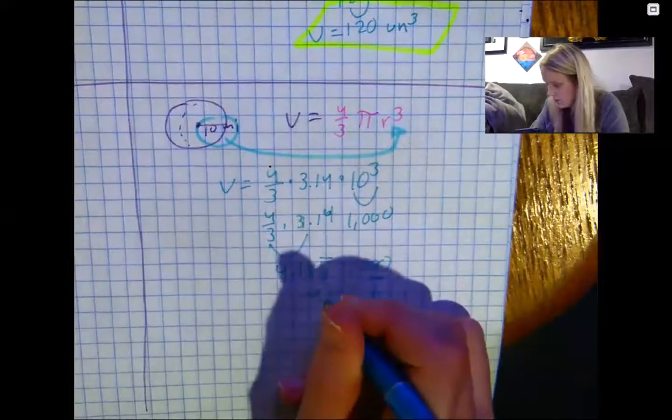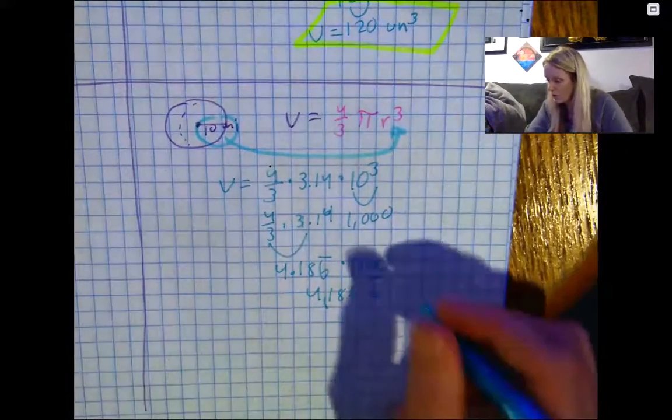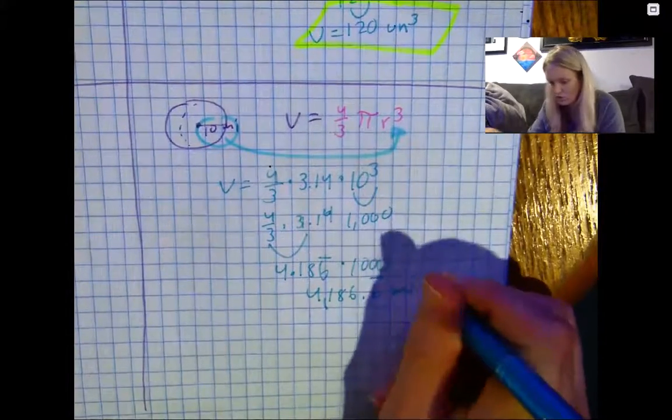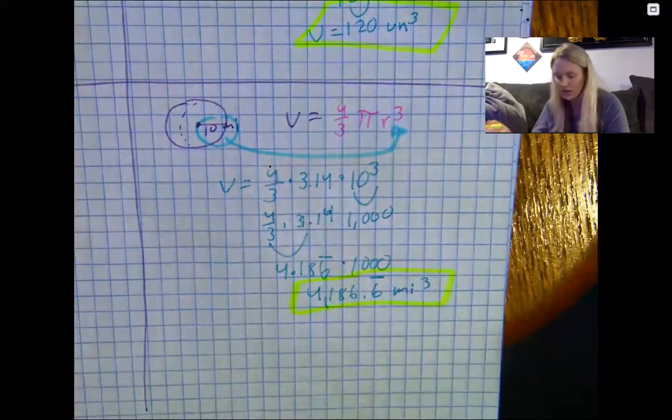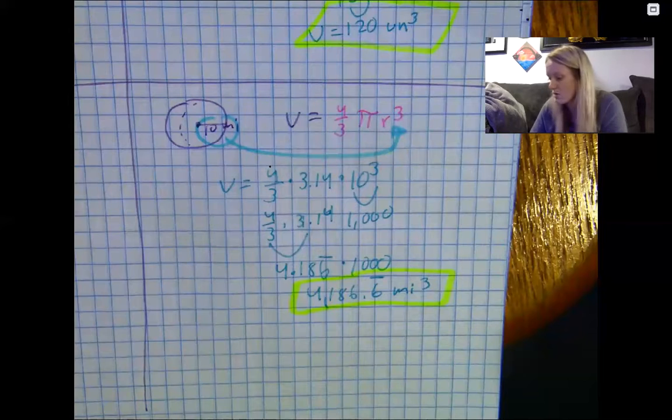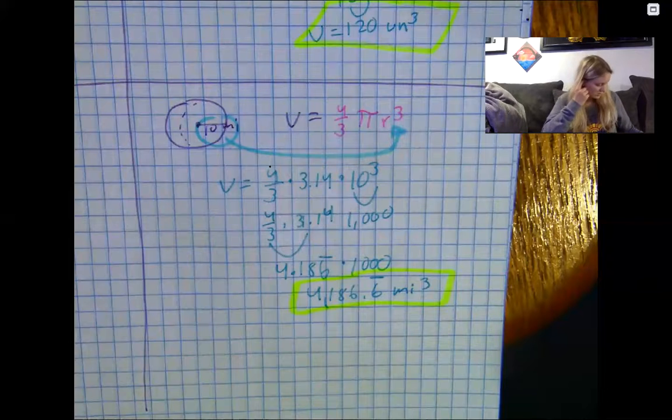So I put a little line there for the repeating. And it was miles to the third because we're in 3 dimensions. So the volume of that planet or asteroid, Matthew will tell us later, is 4,186.6 repeating miles to the third. Okay, that was a sphere.